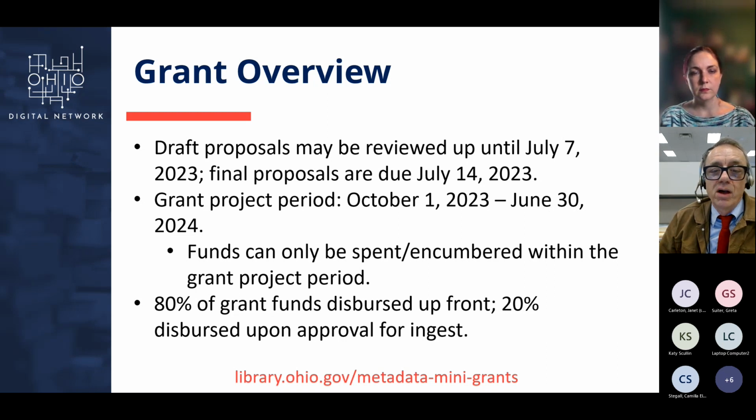The grant project period runs October 1st, 2023 to June 30th, 2024. We mention those dates specifically because it's important for people to remember that the grant funds can only be spent or encumbered within that grant project period. So you can't use the grant to pay for things you've already done or already started, and you can't use that grant money to continue things beyond the project period. So keep things within the grant terms, and that's what those guidelines are for.